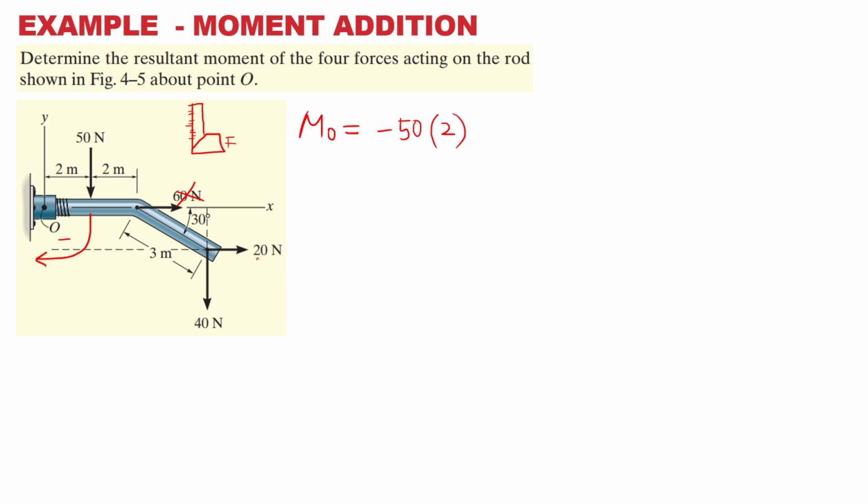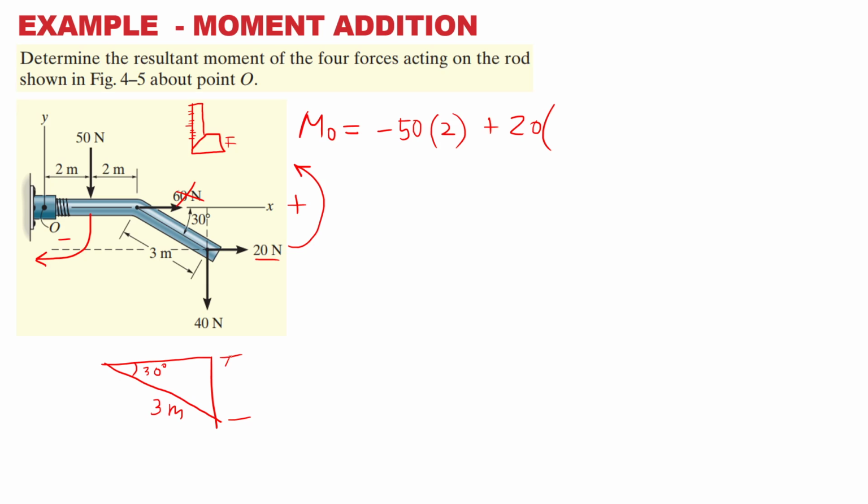Next force, 20 Newton. Dia rotate macam gitulah. Macam itu. This one is a positive. So senang je ni. Plus 20 kali distance dia berapa? 30. Okay, take this triangle out. This is your triangle. This is your 30 degrees. This is your 3 meter.